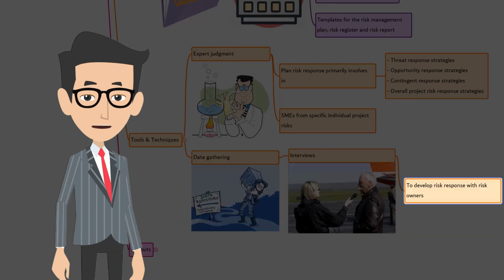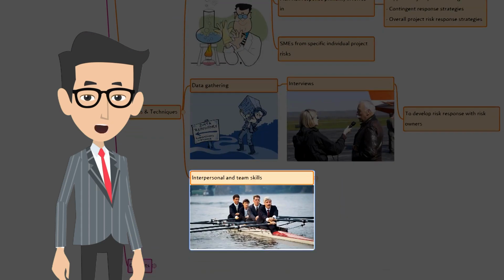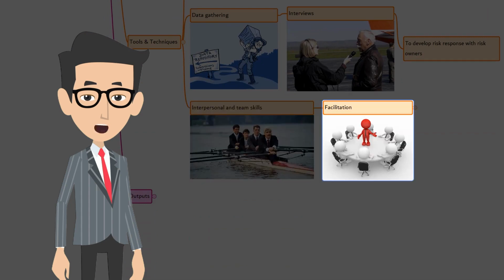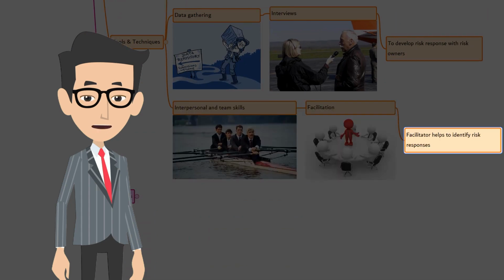Interviews. Development of responses to individual project risk and overall project risk may be undertaken during structured or semi-structured interviews with risk owners. Other stakeholders may also be interviewed if necessary. The third one, interpersonal and team skills, is facilitation. Let's talk about it. The use of facilitation improves the effectiveness of developing responses to individual project risk and overall project risk. A facilitator can help the risk owners to understand the risk, identify and compare alternative possible response strategies, choose an appropriate response strategy, and identify and overcome sources of bias.